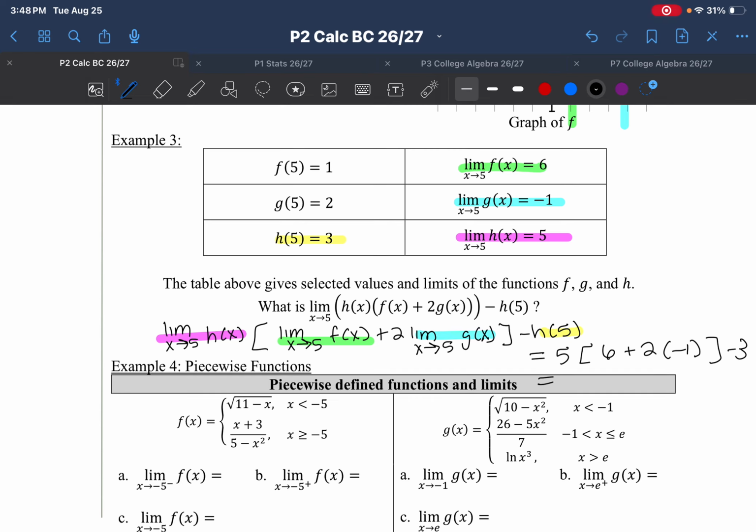2 and -1 is -2, plus 6 is 4, 5 times 4 is 20. 20 minus 3 is 17. So the answer to that limit is 17.